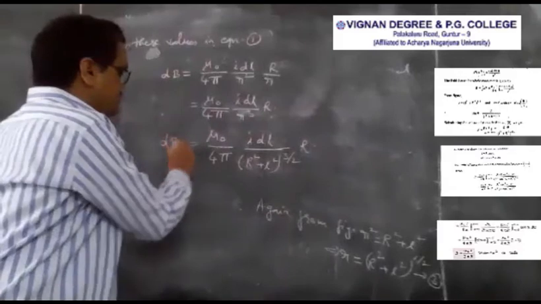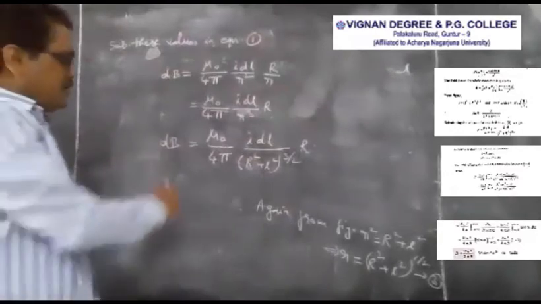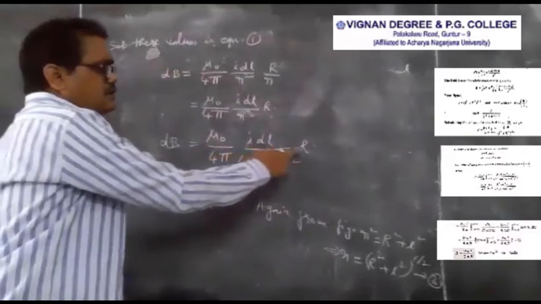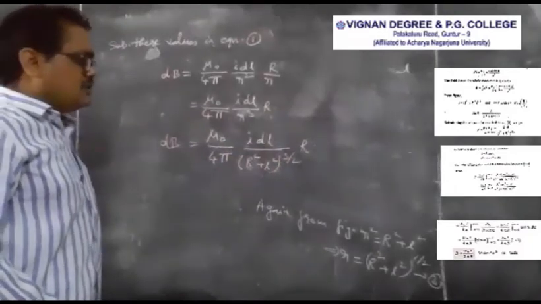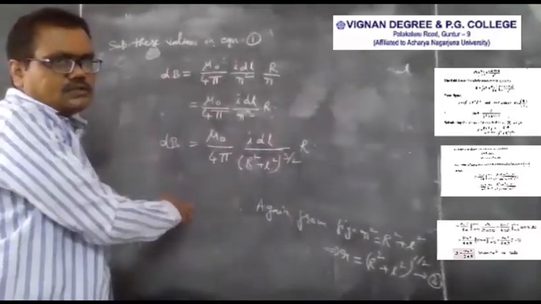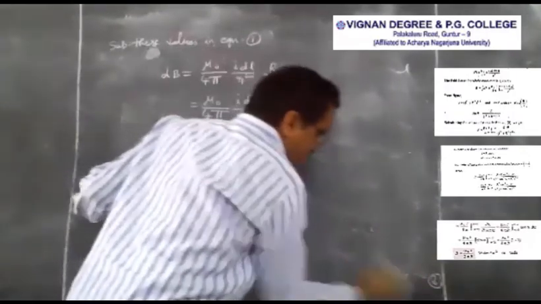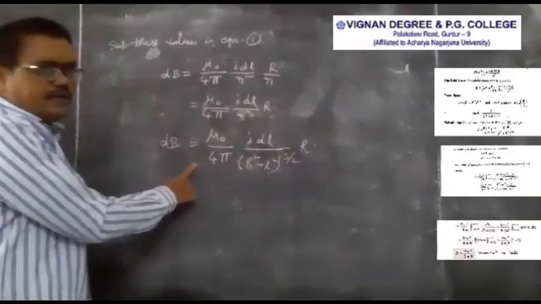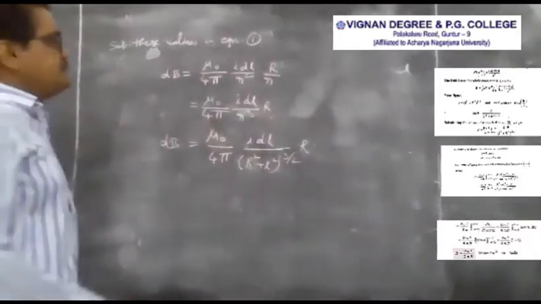So the magnetic induction at point P due to the small element is dB equal to mu naught by 4 pi I dl into R by (R square plus l square) to the power of 3 by 2. Here we have to find magnetic induction due to the entire conductor. It can be obtained by integrating this value between the limits minus infinity to plus infinity.